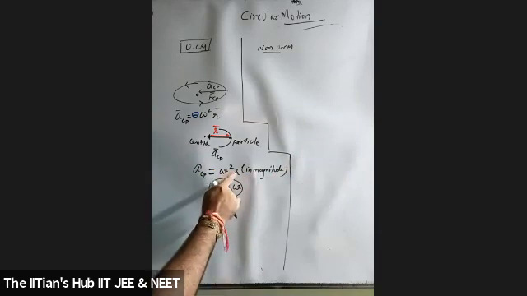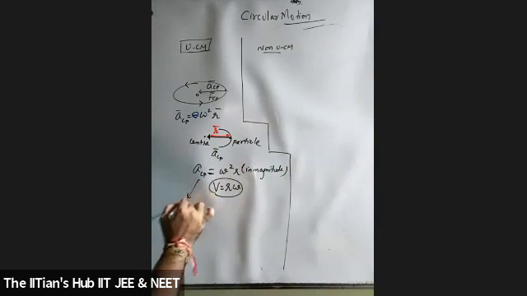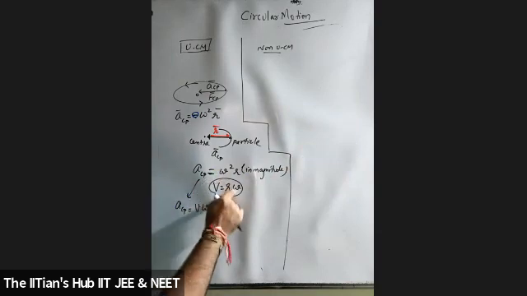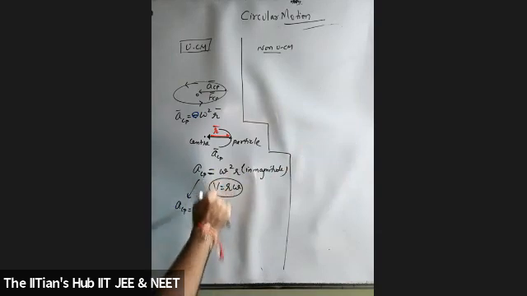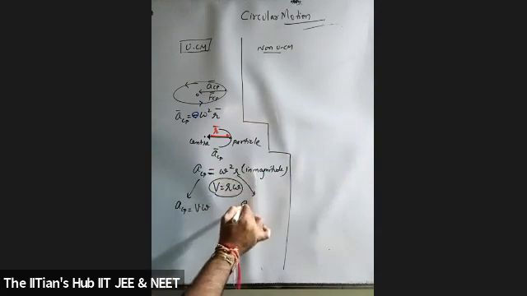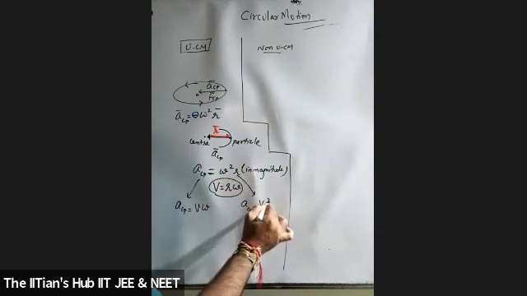Friends, can I substitute R as V by omega? So can I say my next formula will be acceleration centripetal will be equal to V into omega? Agree, students? Can I substitute omega over here as V by R? So this is V square by R square. So can I say my next formula will be acceleration centripetal will be equal to V square by R?